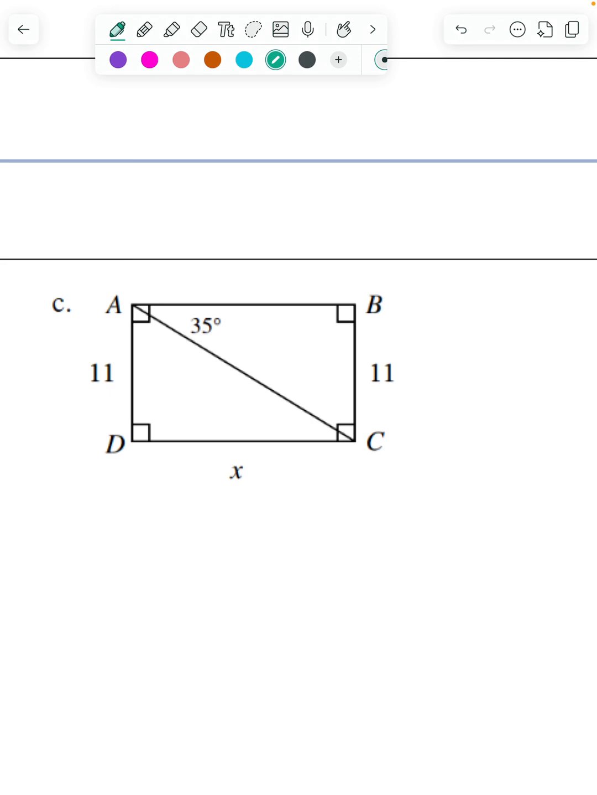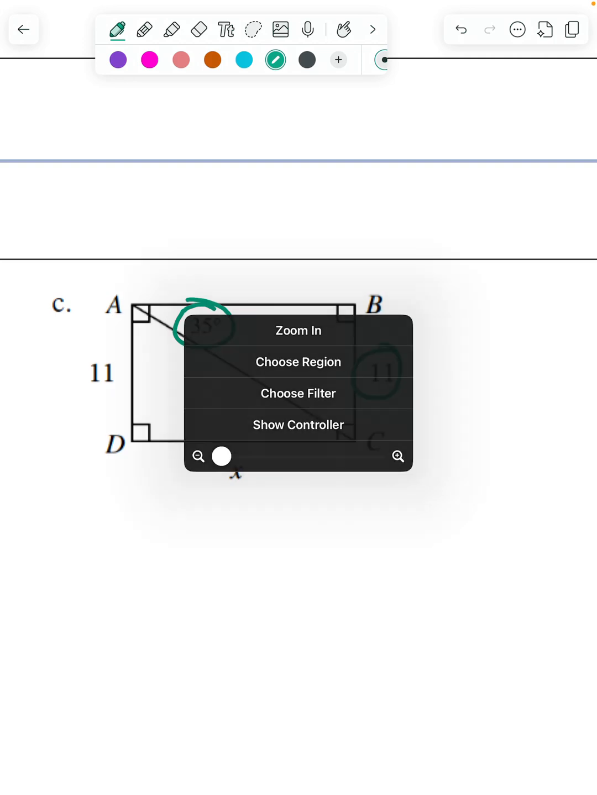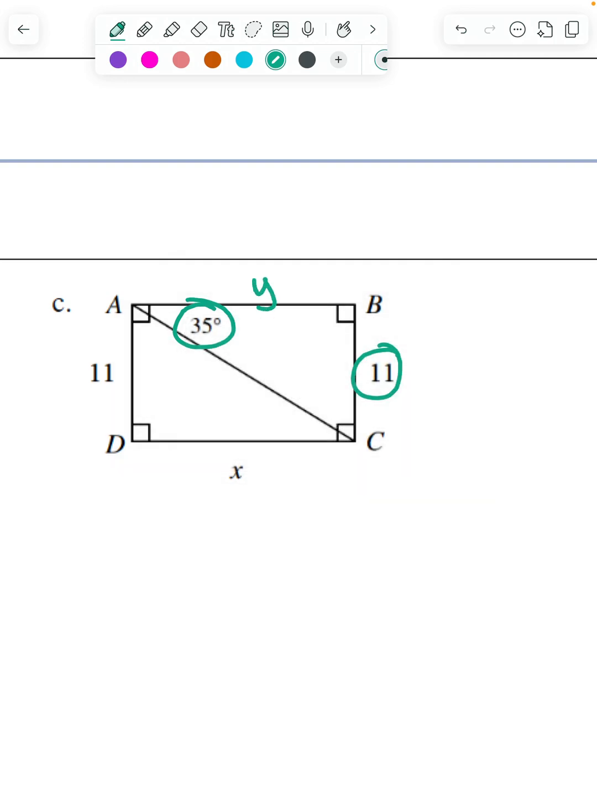On this next one, we are bringing back trigonometry to solve this one. Okay, we have an angle here that we know, a side, and we are looking for a missing side. So the first step is to label our sides. Maybe I will call this one y for right now. This is opposite, adjacent, and hypotenuse.